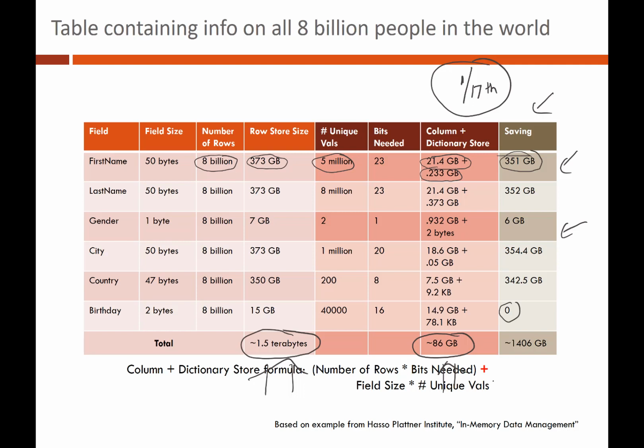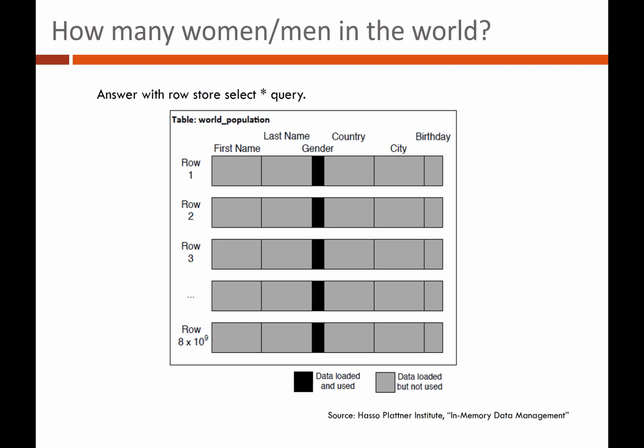Well, let's look at how this actually plays out. Okay, here is a picture, and here is the old school row store database is what's being depicted here. And suppose we ask the question, how many men and women are there in the world? And your answer, you decided to answer the question by doing a select star on gender and counting how many values showed up, okay? Let's assume you're really bad at writing queries, because that would be a horrible way to do it. But that's what you decided to do.